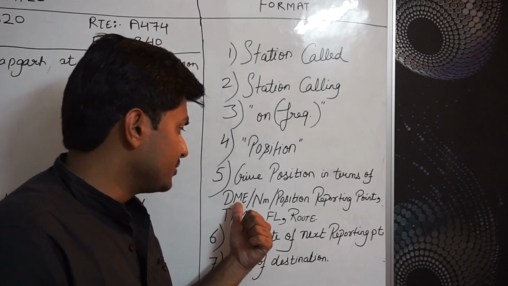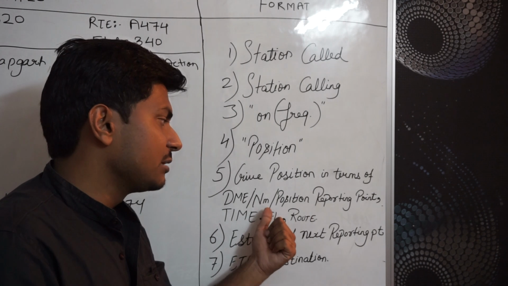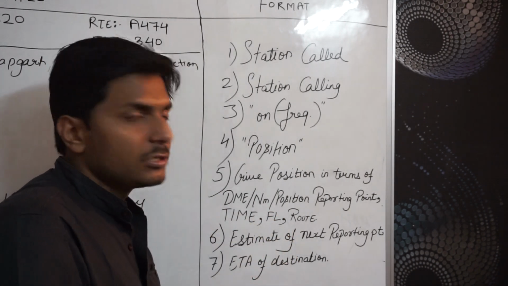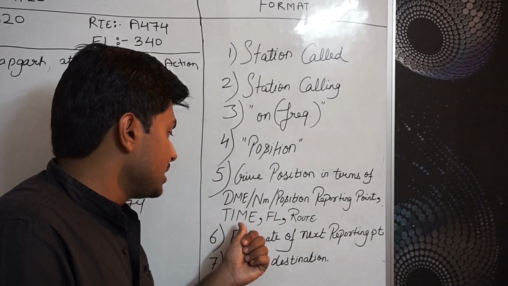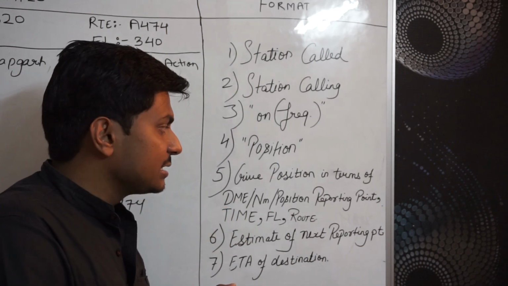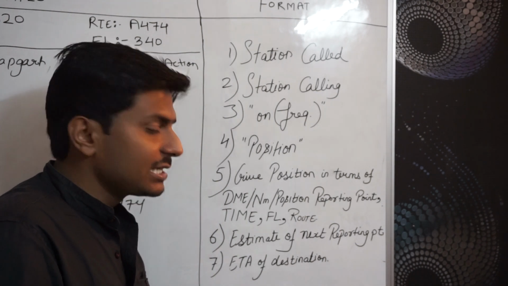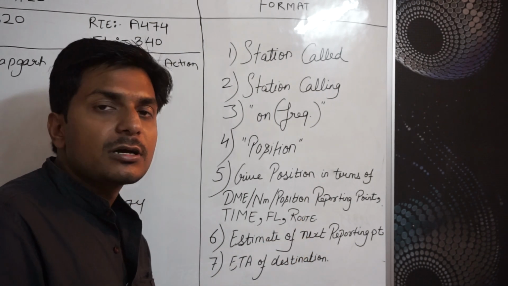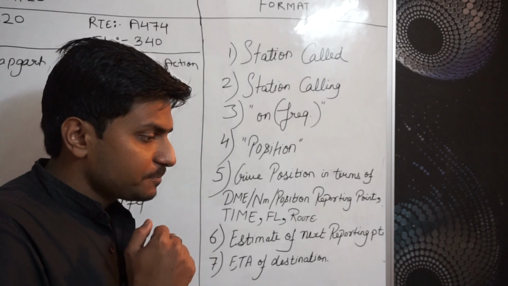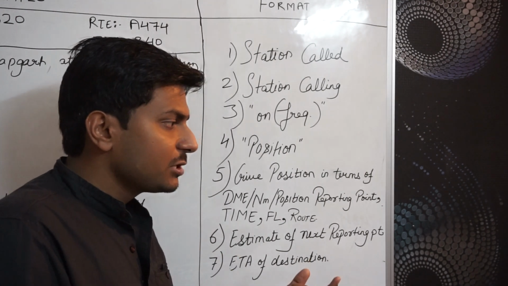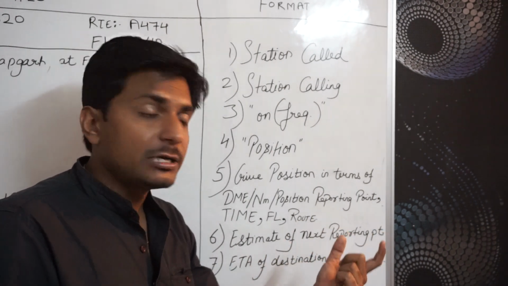If your aircraft is away from the position reporting point, then you can use DME or nautical miles. Otherwise, if it is flying over that position reporting point, then you have to give the name of that reporting point. Then time: you have to give the time at which you reach the position reporting point. Then flight level: you have to tell at what flight level you are currently flying, and the route you are currently following. Next is the estimate of the next reporting point, meaning from the current position, the next reporting point, you'll reach that reporting point in what time, and you have to name that reporting point also.